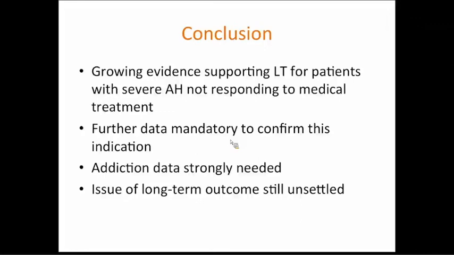So this is my conclusion. I would say that we have growing evidence supporting the early liver transplantation for patients with severe alcoholic hepatitis who do not respond to medical treatment. We need further data to confirm this indication as well as the impact on the waiting list. But if I had only one message to tell you today, it is that we must have addiction data. We must keep on working with addiction specialists. And of course, the issue of the long-term outcome is still unsettled.